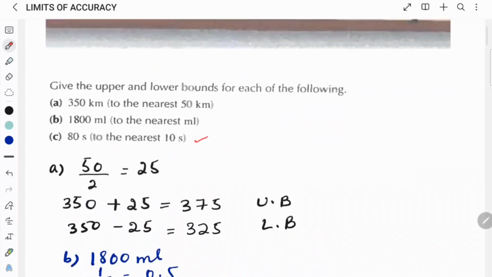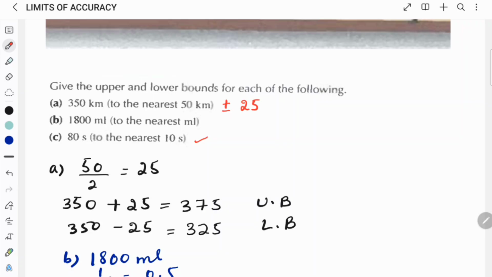Just a recap of the questions. Part A, 350 kilometers, nearest 50 kilometers, plus or minus 50 upon 2. If you add 25 to 350, you will get the upper bound. If you subtract 25 from 350, you will get the lower bound.